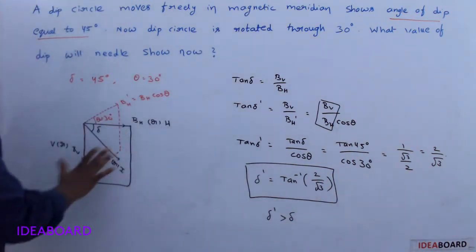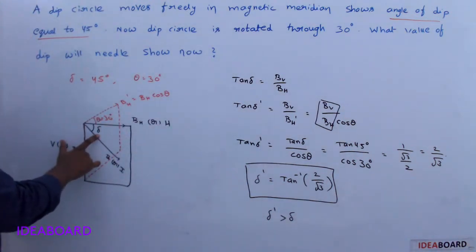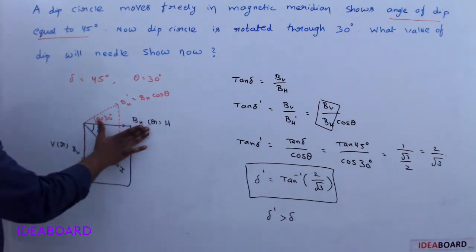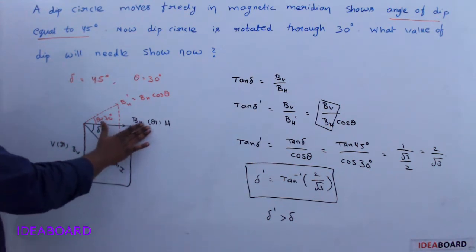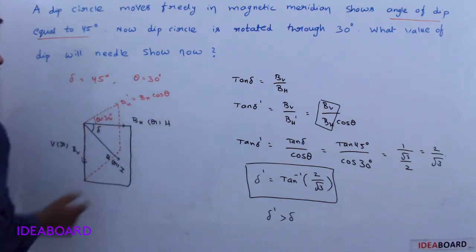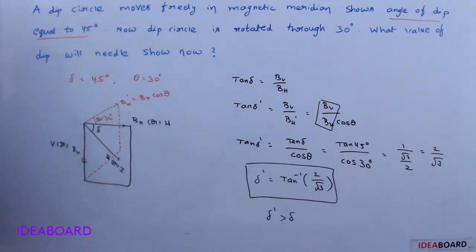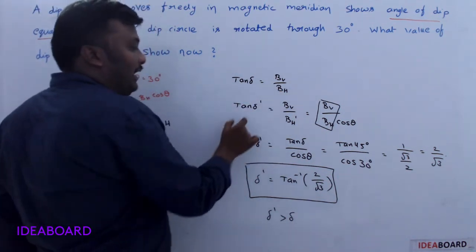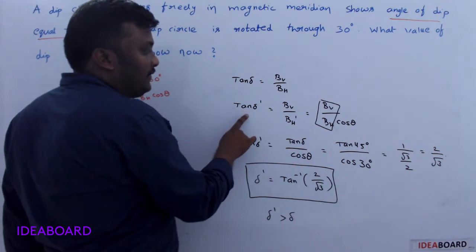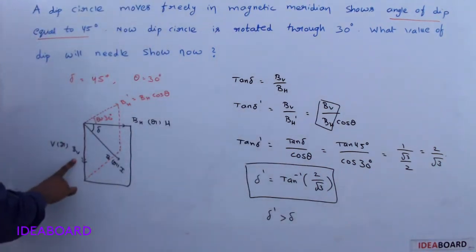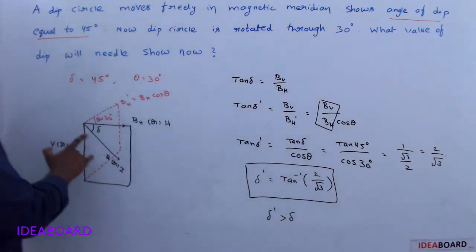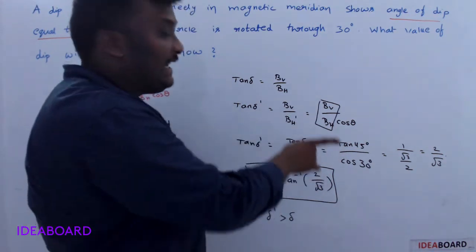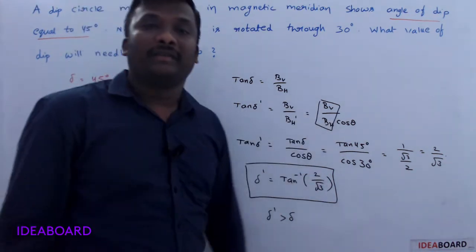Is it clear? Let us see one more time. The angle of dip is given as 45 degrees. Now the dip circle is rotated through an angle of 30 degrees, so the horizontal component of the earth's magnetic field now changes to BH cos theta, but the vertical component does not vary. We know the formula tan delta is BV by BH, and for the new angle of dip, tan delta dash is BV, which does not change, by BH dash, since BH changes to BH dash. Now substitute and we get the answer.